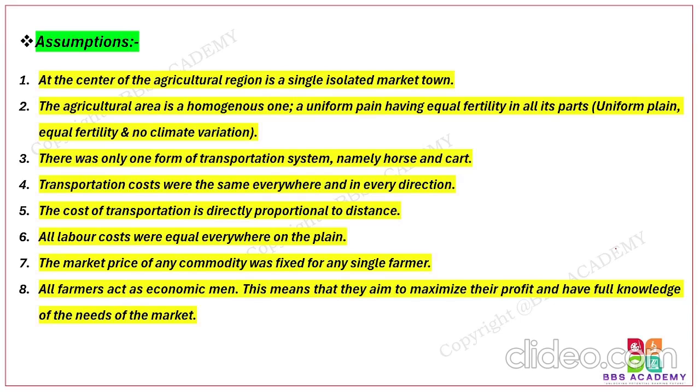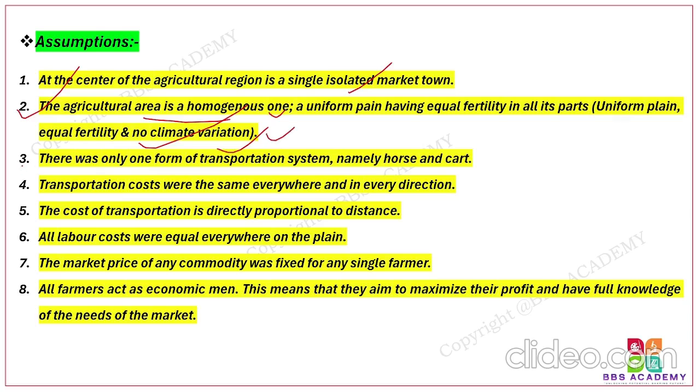Before giving this theory, there are some assumptions. Firstly, at the center of the agricultural region is a single isolated market town. Secondly, the agricultural area is homogeneous. That means the region's characteristics, like fertility and plain characteristics, are equal all over the region. And there are no climatic variations in this region. It means the climatic characteristics are the same all over the region.